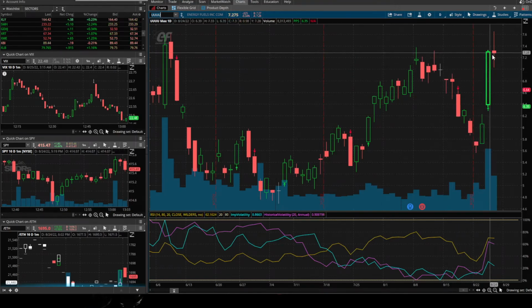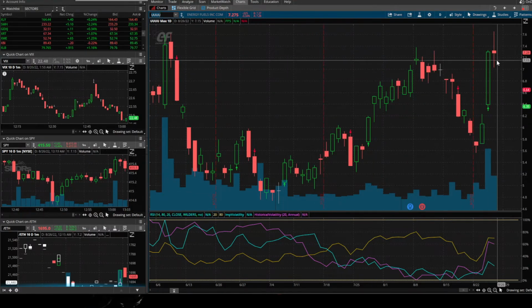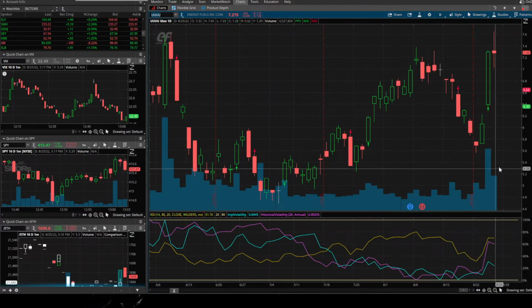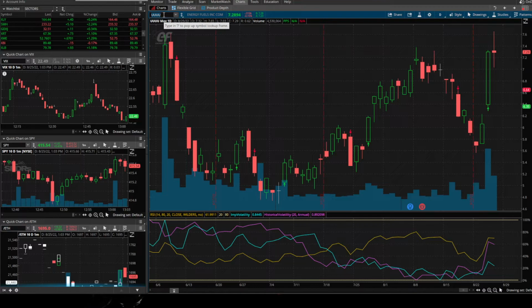Unfortunately, it went and moved against us. We were trying to buy lower. It kept going up. We never got our entry. Hopefully, if there's a pullback in the market, we can get in around the high 5s, maybe low 6s on UUUU. All right. So that's my plan for that.